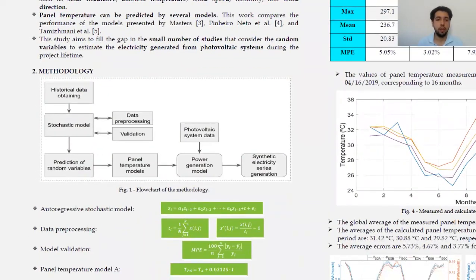The flowchart of the methodology used in this work is shown in Figure 1. We enter with the historical data, then we obtain the stochastic model for each random variable from the pre-processing and validation of the models. We then generate the synthetic series of random variables that will predict these variables throughout the life of the project. We then use the synthetic series of the random variables to estimate the panel temperature using the different panel temperature models. Then, from the data from the photovoltaic system, we calculate the power and energy generation of the photovoltaic system.